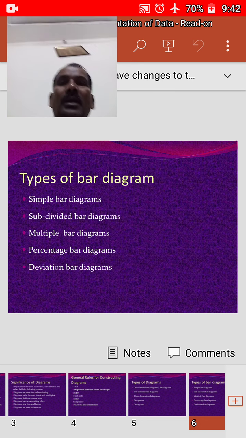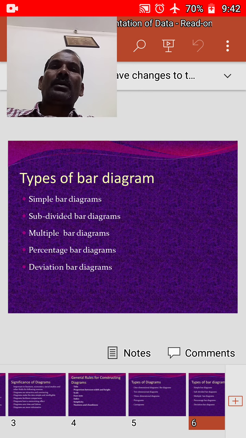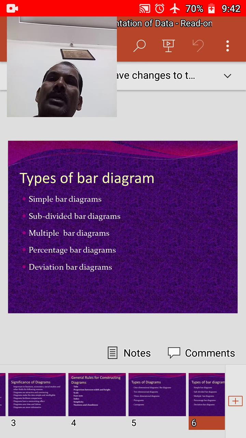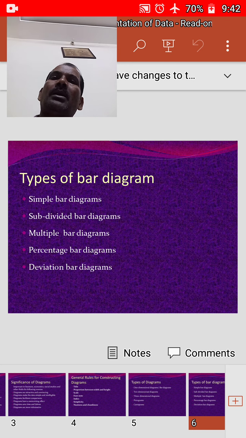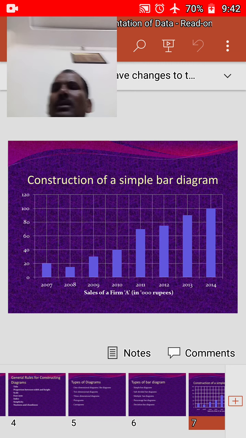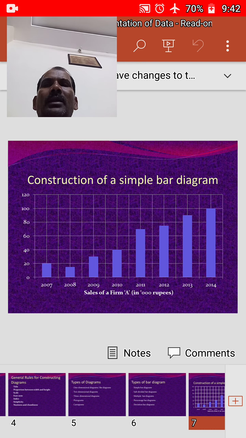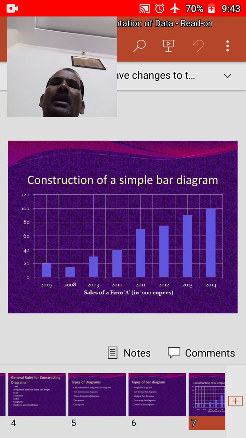We will discuss types of bar diagrams. Among them, a few are discussed here: simple bar diagrams, subdivided bar diagrams, multiple bar diagrams, percentage bar diagrams, deviation bar diagrams. First, we will discuss simple bar diagrams. Okay, simple bar diagrams are used to present the data relating to only one variable. In this method, each and every value of the variable is presented through a bar. The size of each item is identified with the height of the bars.